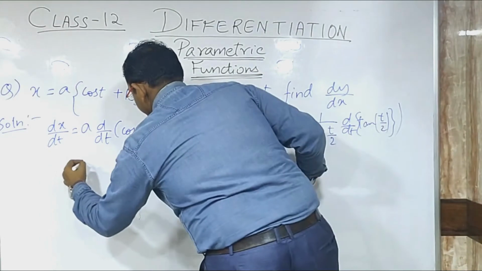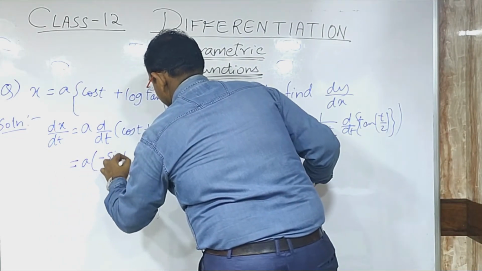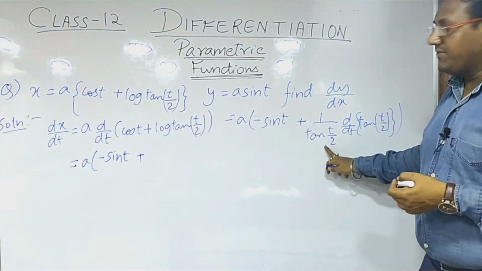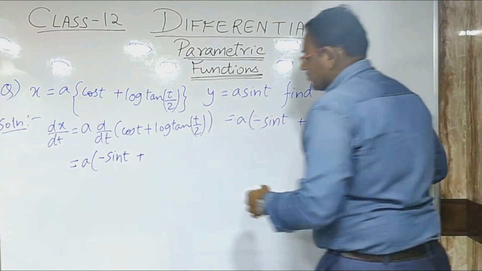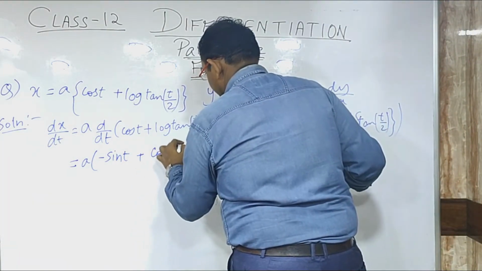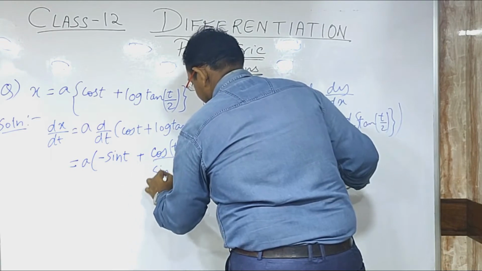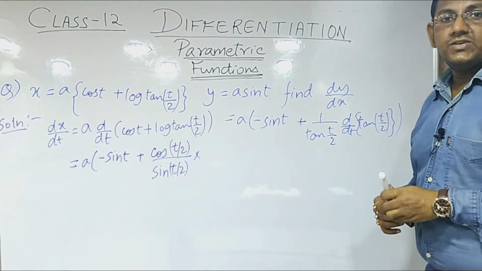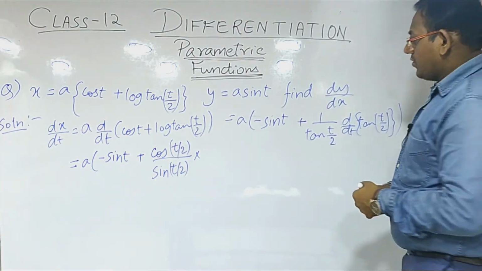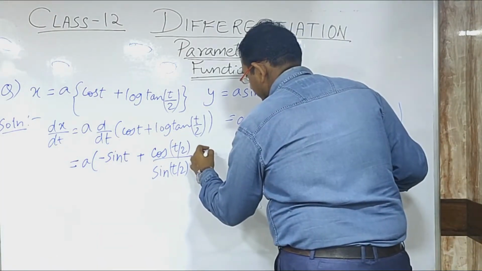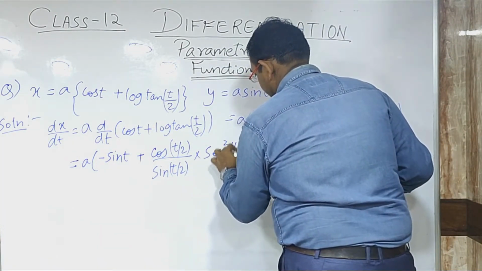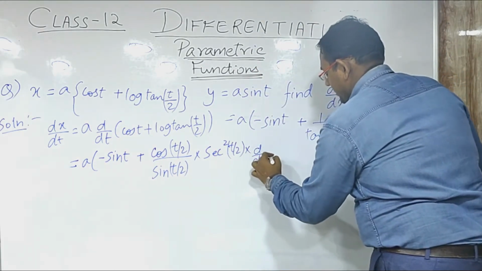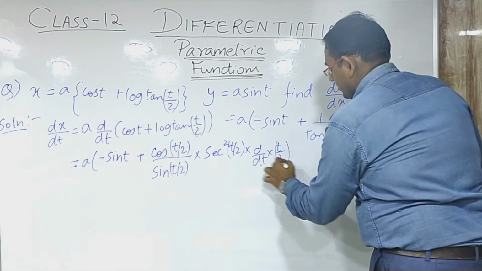Now a will remain outside, minus sin t will remain here, and 1 by tan t by 2, if we simplify in terms of sin and cos, gives cos t by 2 in the numerator and sin t by 2 in the denominator. Now what will happen to tan? The differentiation of tan is sec square. So differentiating this gives sec square t by 2, but after that we need to differentiate t by 2 also.